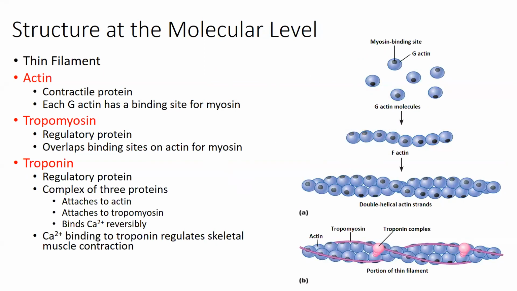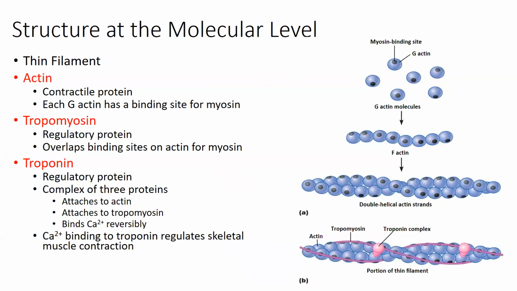Now let's look at the structure of those two proteins. So we said the thin filament is formed by actin. Okay, the thin filament is actin. And that is essentially formed by several G-actin monomers. Okay, so several G-actin monomers. This is a G-actin. And G just means that it's a globular protein, right? And it has a binding site for myosin, which is the thick filament, to attach here.